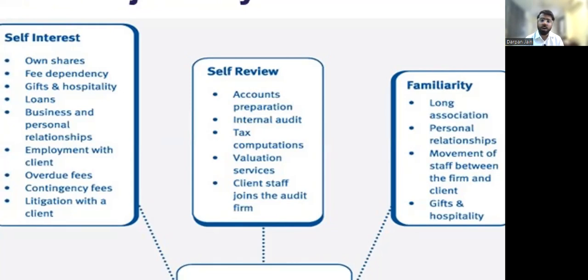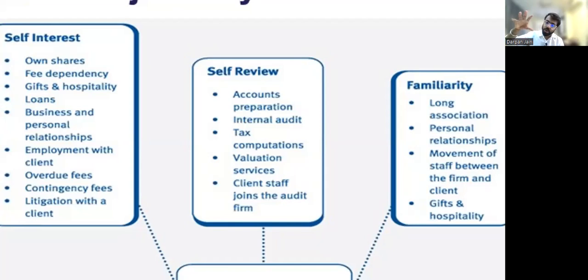So whenever, remember, if you want to be the auditor of one particular client, you cannot prepare their accounts. You cannot help them in their accounting either. You as an auditor cannot help them in their accounting, right? So that's accounts preparation.